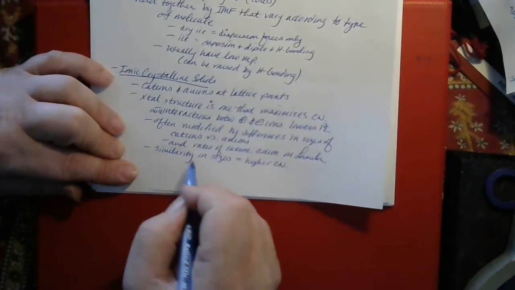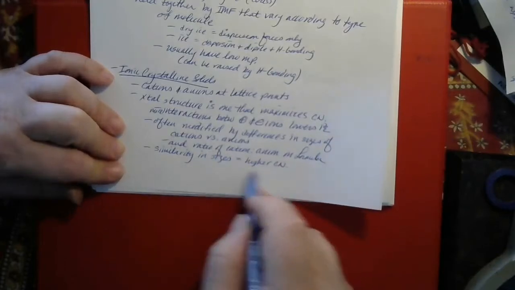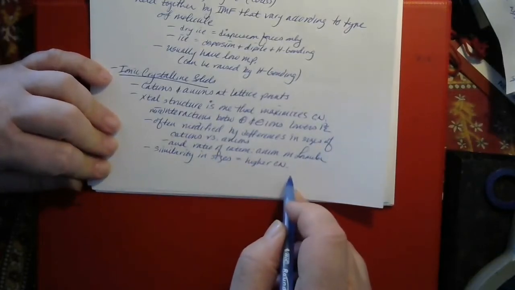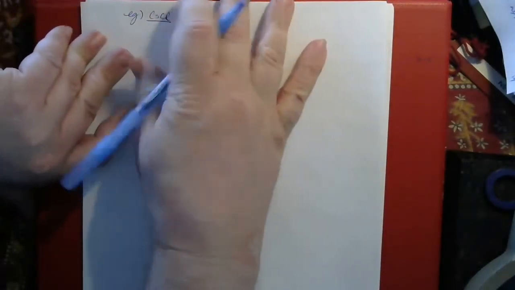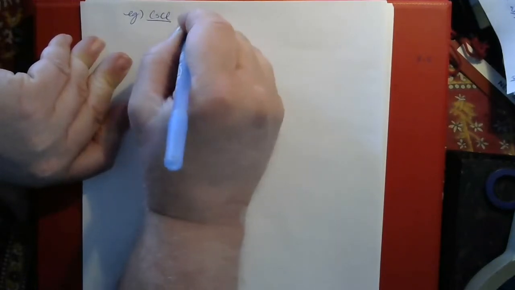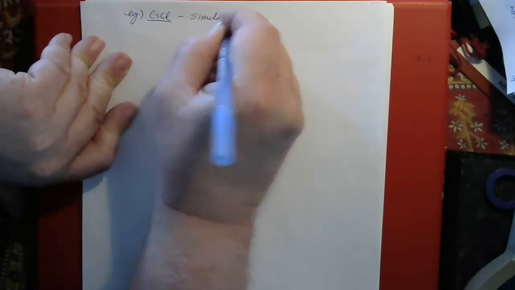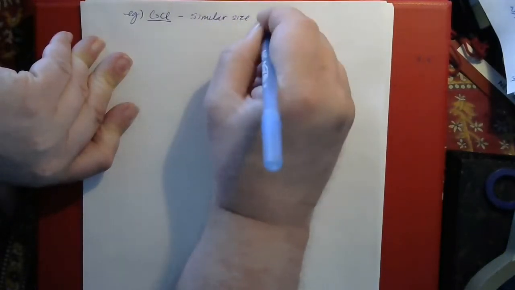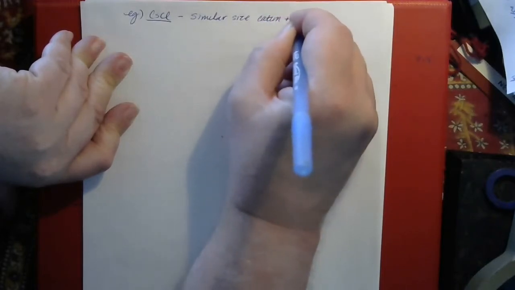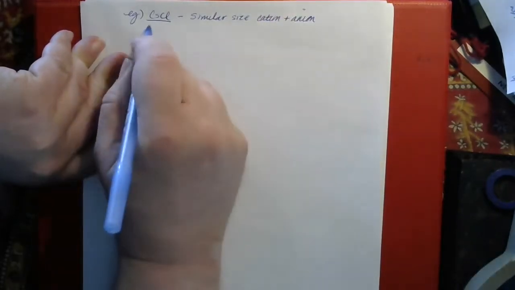Generally speaking, the more similar the sizes of the ions are, the higher the coordination number will be. But of course, there are some compounds in which the ions are nowhere near each other in size, and that's just something you have to deal with. As an example, cesium chloride has similar sized ions. The cesium ion and the chloride ion are about the same size.